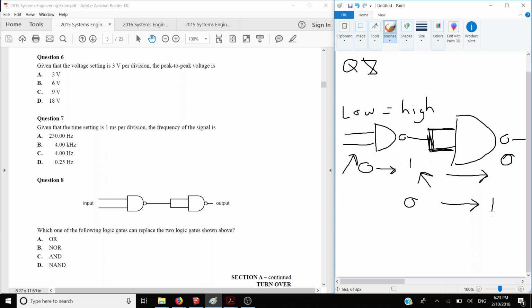So, which one of the following logic gates can replace the two logic gates shown above? Is it an OR gate? So an OR gate is when either is high.